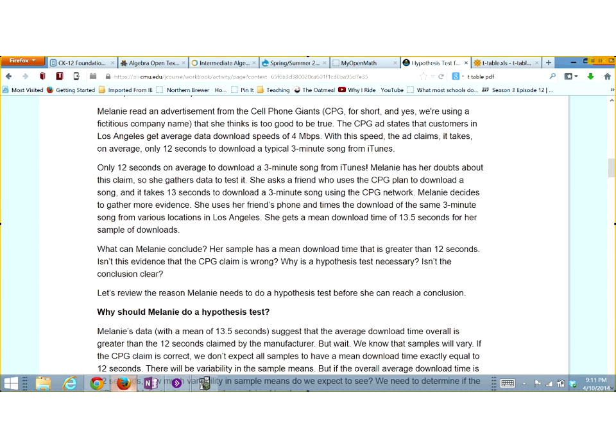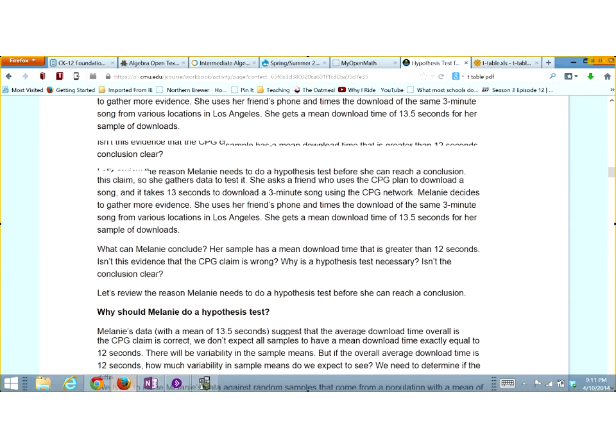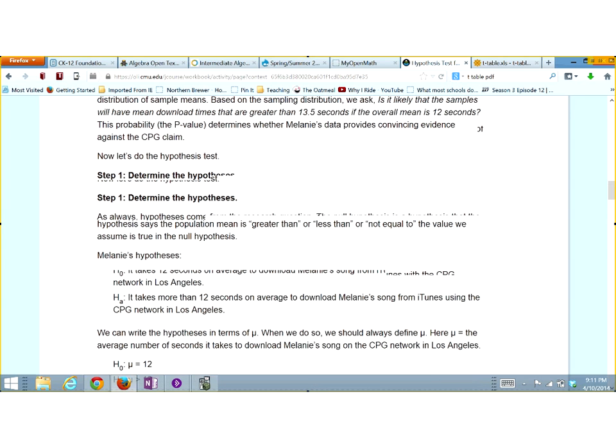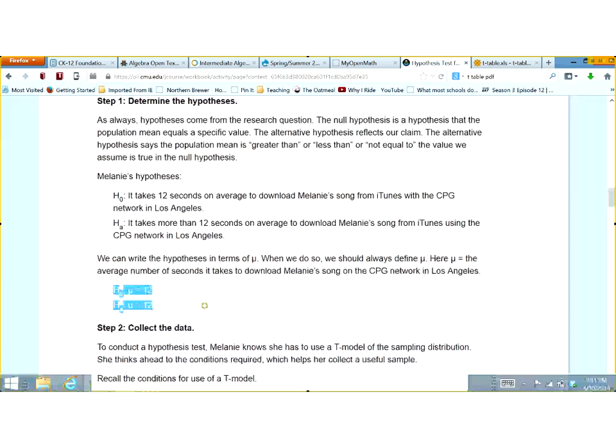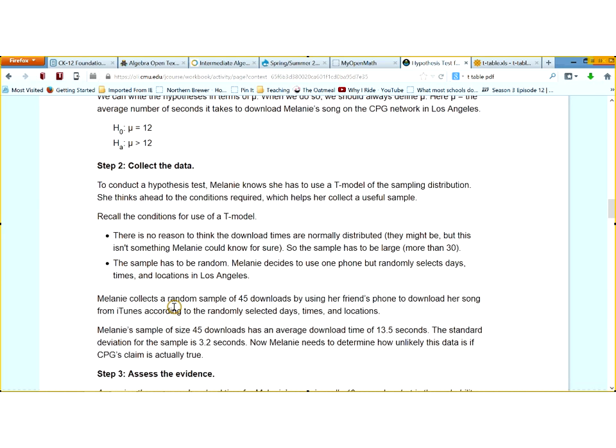So we have a sample mean, but it doesn't actually give a sample size yet. We also don't have a sample standard deviation. But there's the H0 and HA stated in terms of mu, and that's exactly what we did: mu equals 12 and mu is greater than 12. There's no reason to think that download times are normally distributed, so the sample has to be large, and the sample has to be random.